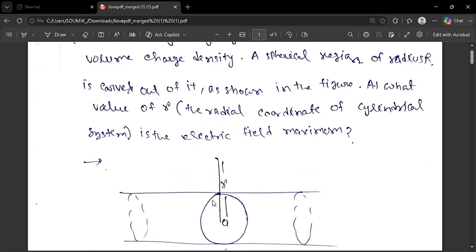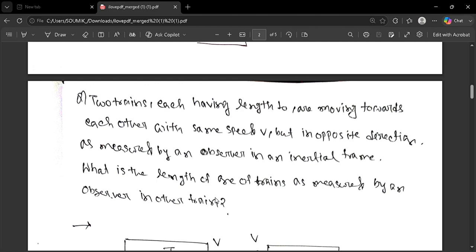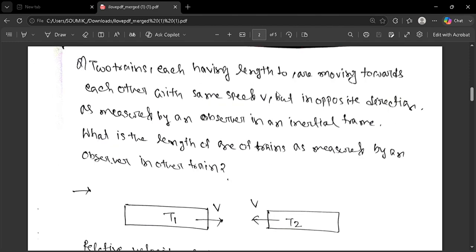Okay, and then the second question is that two trains, each having length capital L0, are moving towards each other with the same speed v but in opposite directions. So basically two trains T1 and T2 are approaching each other. Both are moving towards each other with the same speed v, but in opposite directions as measured by an observer in an inertial frame. So what is the length of one train as measured by an observer in the other train? That is basically a question from relativity.